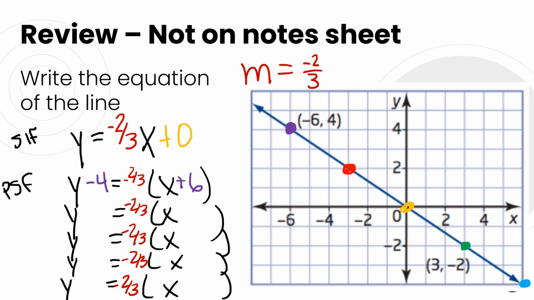Let's say you use the red dot. Positive 3, negative 2. Let's say you use the orange dot, 0, 0. That's okay. Let's say you choose the green dot. That would be a -3 and a +2. See how I'm changing the signs? And let's say I use the blue dot. That looks like a -6 and a +4. All of those are acceptable. If I just say write the equation, doesn't matter to me which one you choose.